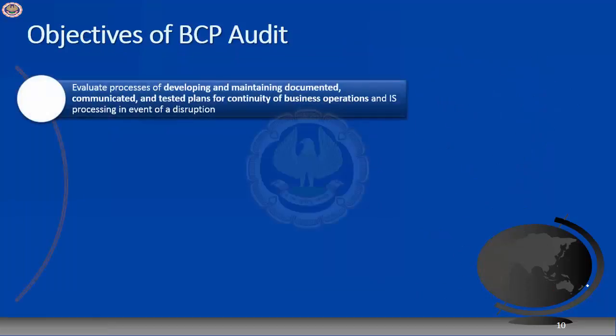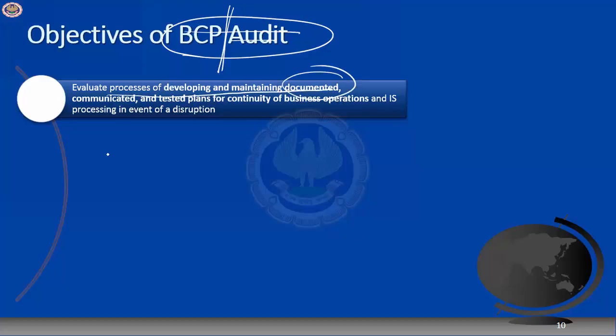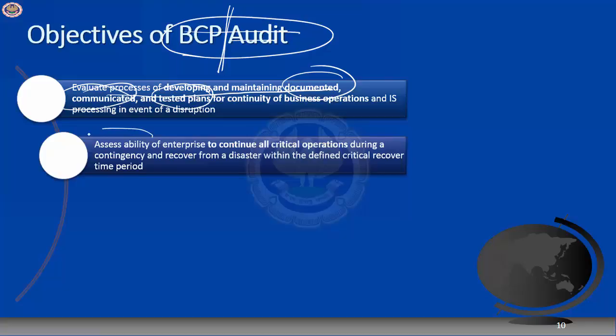Now let's look at what are the objectives of a BCP audit. When you're doing a BCP audit, you're auditing what the organization has done, what the enterprise has done for implementing the BCP. You evaluate the processes which have been followed within the organization. This process should be documented. This should be communicated to all the related employees. You also need to have plans for testing and maintaining this. So fundamentally, BCP is about assessing the ability of the enterprise to continue all critical operations during a contingency, during an emergency, during a disaster, and to be able to recover from a disaster within a defined critical recovery time period. You'll find this has been emphasized so many times.